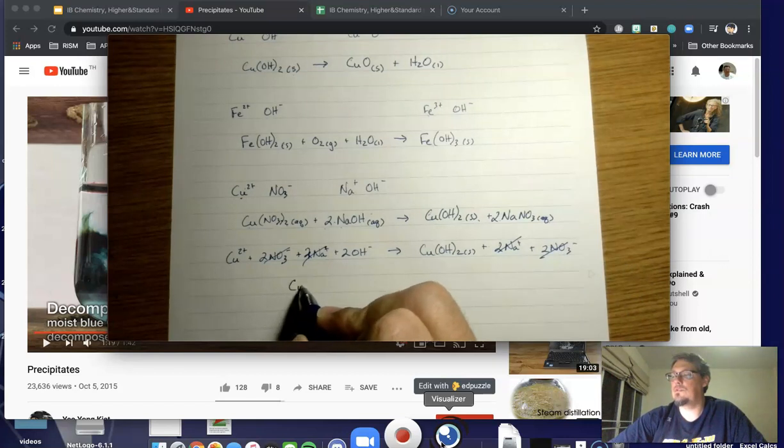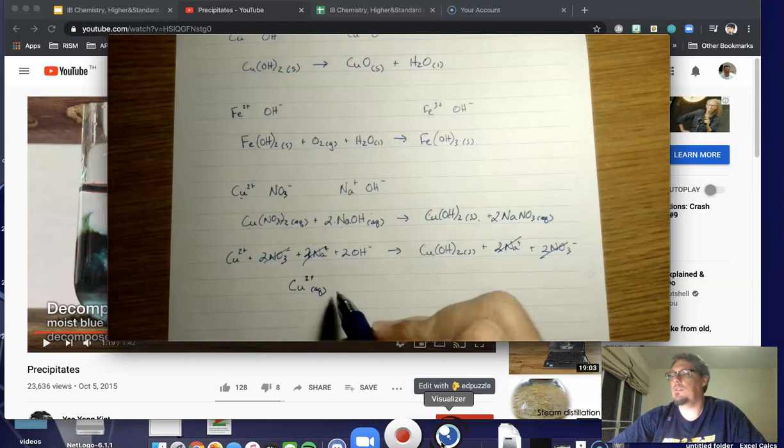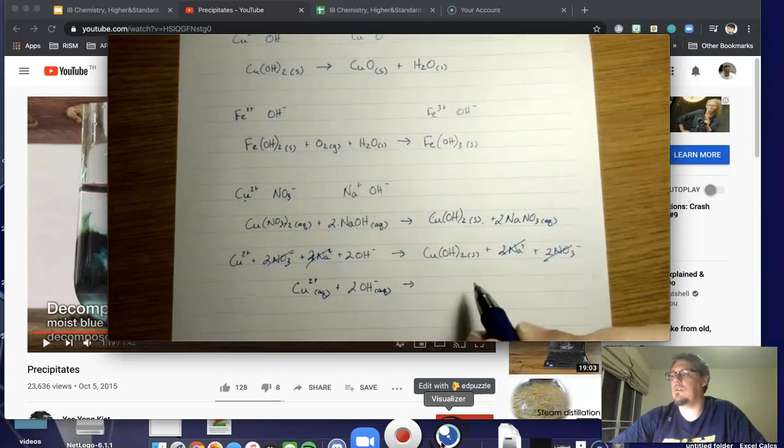Cu2 plus aqueous, there's our copper 2, plus 2 hydroxides, OH minus, and that is yielding our Cu(OH)2, our copper 2 hydroxide precipitate, our solid.